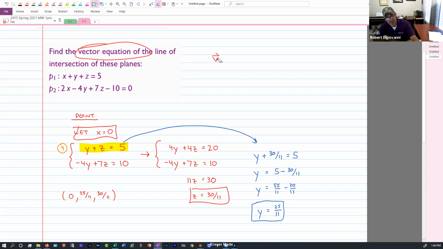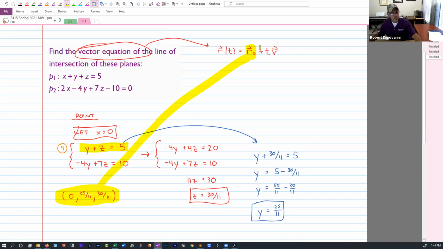So I should have said this from the beginning because this is one of the things I'm really trying to stress to you: when you're reading one of these problems, write down what you're trying to find. You're trying to find the vector equation of a line, right? You're trying to find this. That's the vector equation of a line. What we just did was found R naught, which is going to come from that point right there. We're going to convert that point to a vector. What we still need is the direction vector V, right?